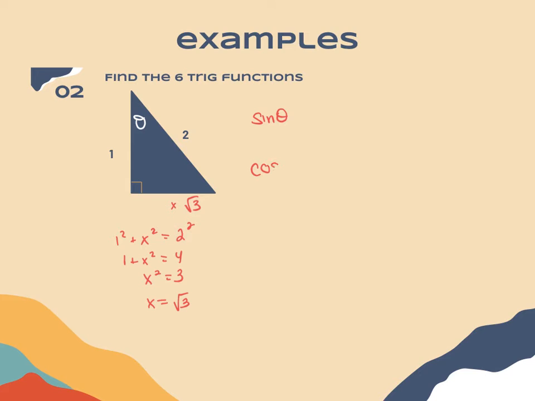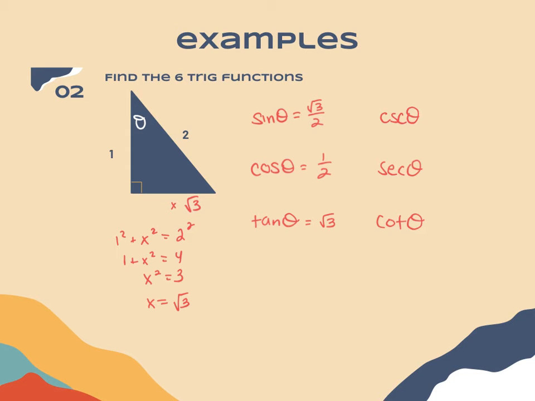So sine, cosine, tangent, cosecant, secant, cotangent. What would sine of theta be? Good. What would cosine of theta be? Good. Tangent? Good. Root 3 over 1, which is just root 3.